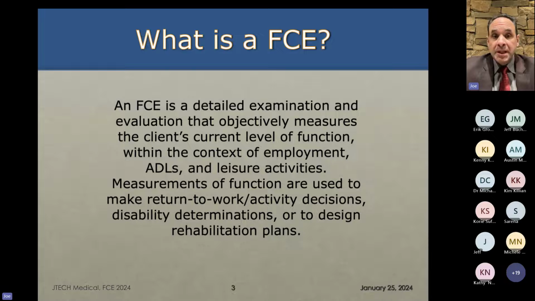So when I started many years ago, often the FCE was done before work conditioning, so we knew exactly what to work on. I think a lot of physicians now use this to determine permanent restrictions and if they can go back to work. So often it's at the very end, but it's very state specific, and there are a lot of options of what the FCE is used for.